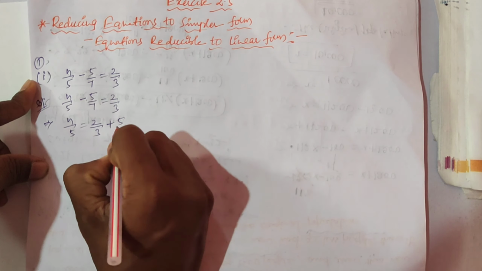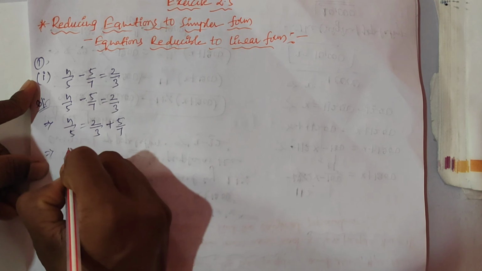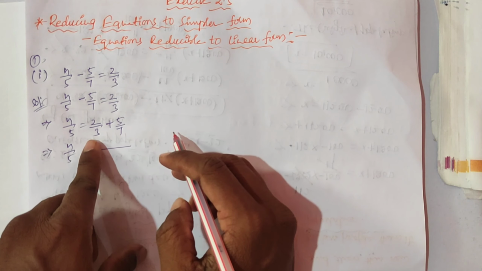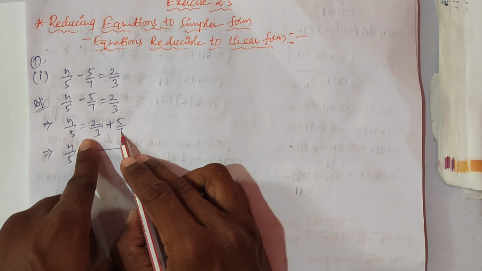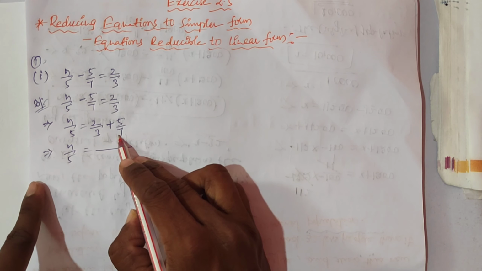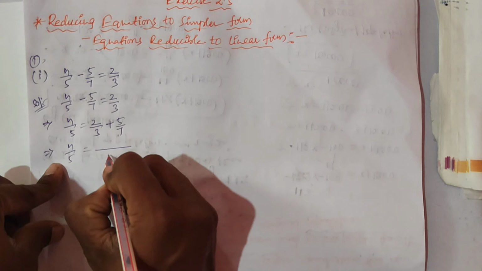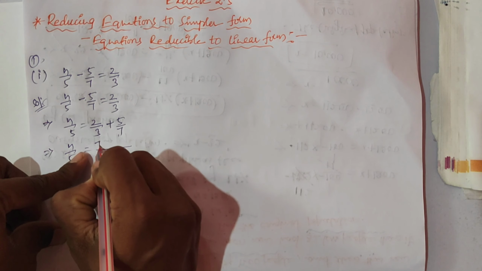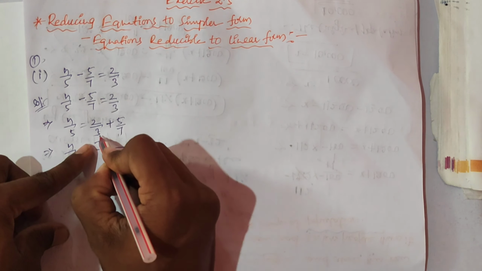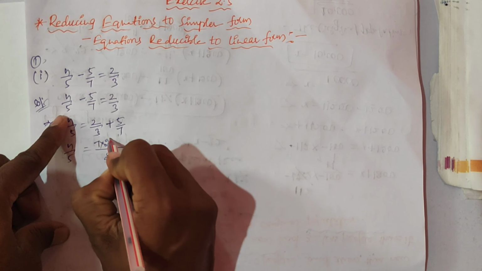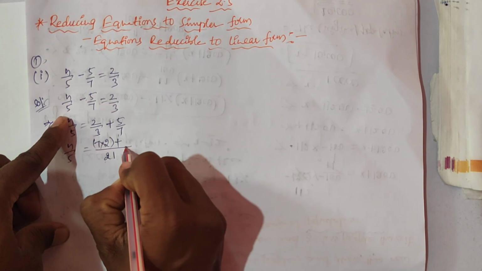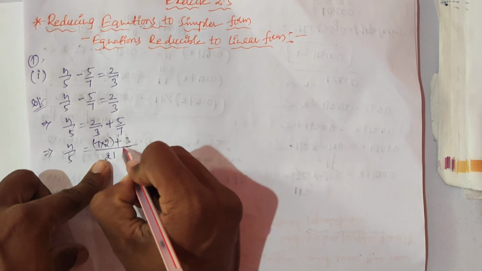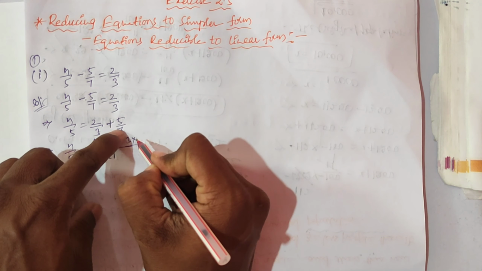Plus 5 by 7. This implies n by 5 is equals to, considering the LCM of the denominators 3, 7. 3 and 7 both are prime numbers, so you can multiply directly. 3 7s are 21, that is the LCM. In 3 table 21, 7 times. 3 7s are 21, and the numerator is 2, so 7 into 2, plus. Now in 7 table 21, how many times? 3 times. 7 3s are 21, into the numerator of 7, which is 5.